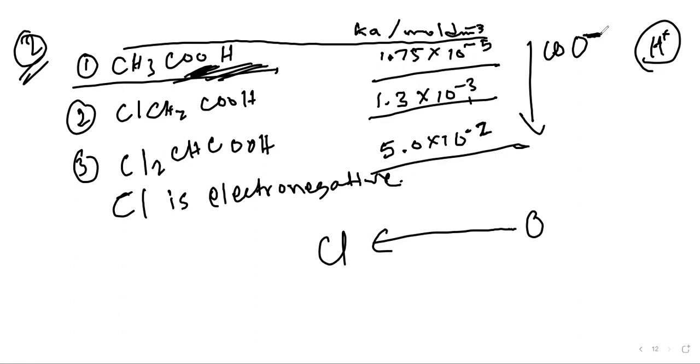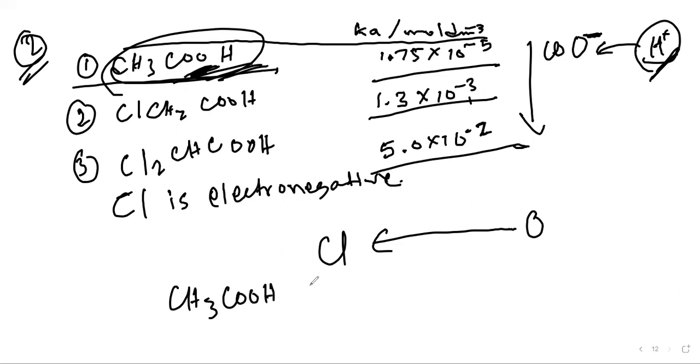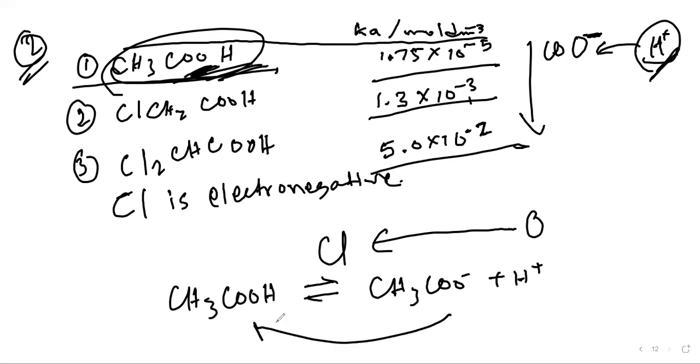Why? Because a negative charge is obviously going to attract an opposite charge. So H plus is going to combine with COO minus, forming that COOH back again. That means the CH3COOH is regenerated. If we simply write the dissociation reaction, CH3COOH giving CH3COO minus plus H plus, the equilibrium will be shifting to the backward direction, reducing the concentration of H plus.